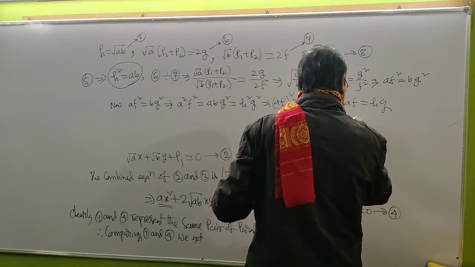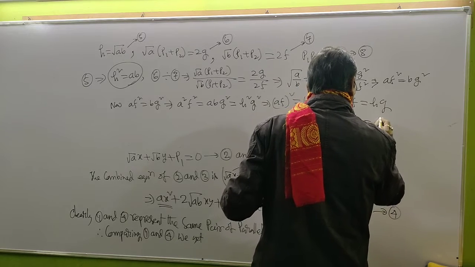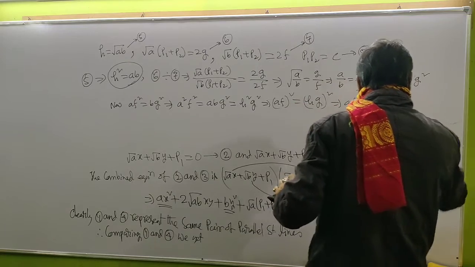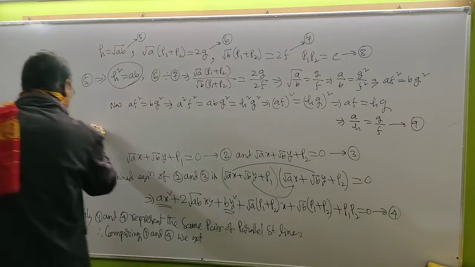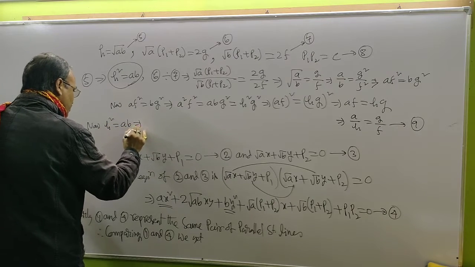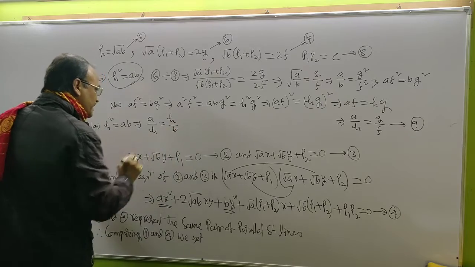Or you may write a by h equal to z by f. Suppose it is 9. Now, h square equal to ab. From this you will get a by h equal to h by b.